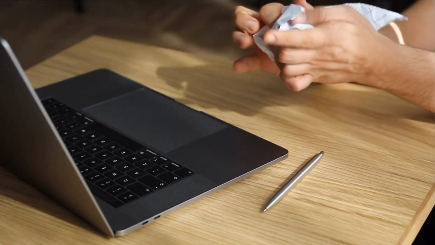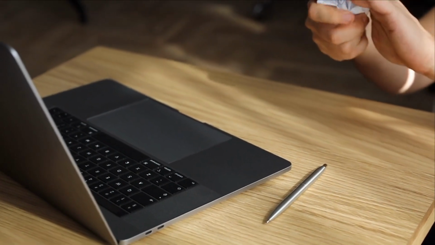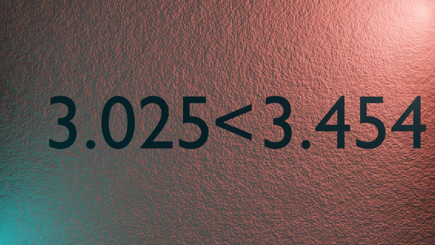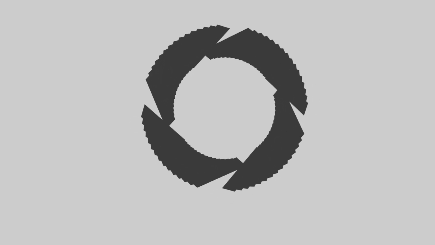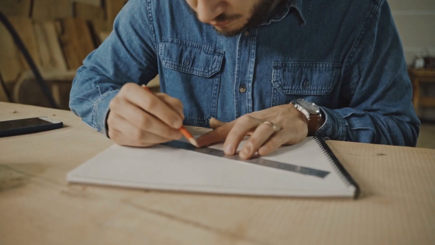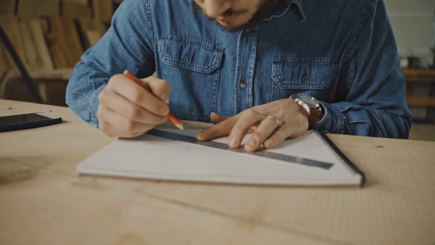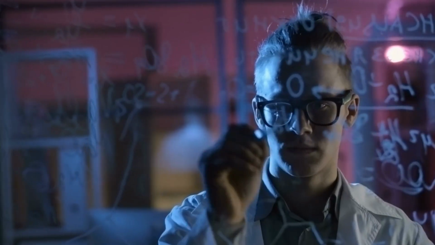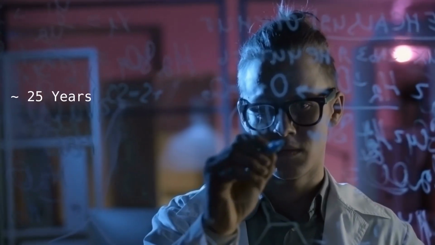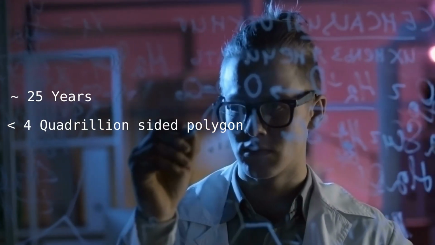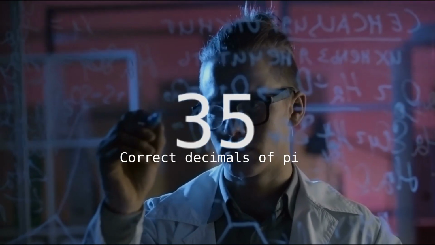You may say that this is an even worse value than what we got in the previous method. But hold on, we can narrow this limit by doing the same process with a polygon with more sides. To get a precise value, you have to increase the sides of the polygon to enormous values. And just to give you an idea about how hard it is to calculate pi using this method, a mathematician spent nearly 25 years calculating pi using a 4 quadrillion sided polygon only to get the first 35 correct digits of pi.